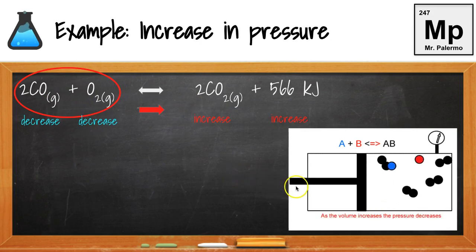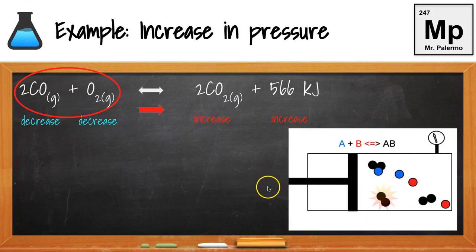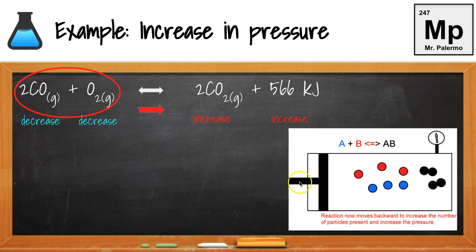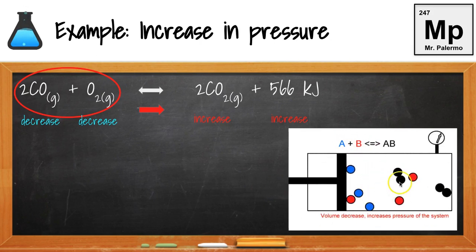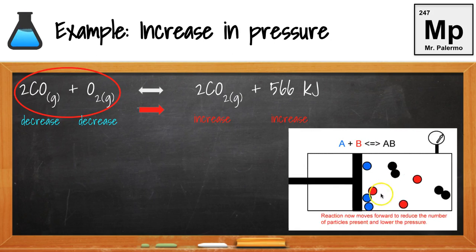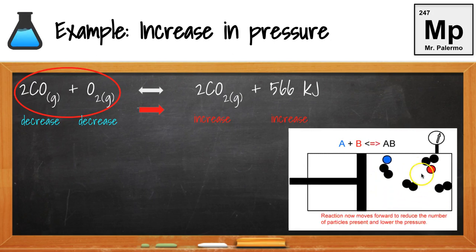And we can see that here as we increase pressure, and we do that by changing our volume. You can see what happens here. As we increase pressure, reactants A and B start to collide more, and in doing so, start to form more of our product AB.